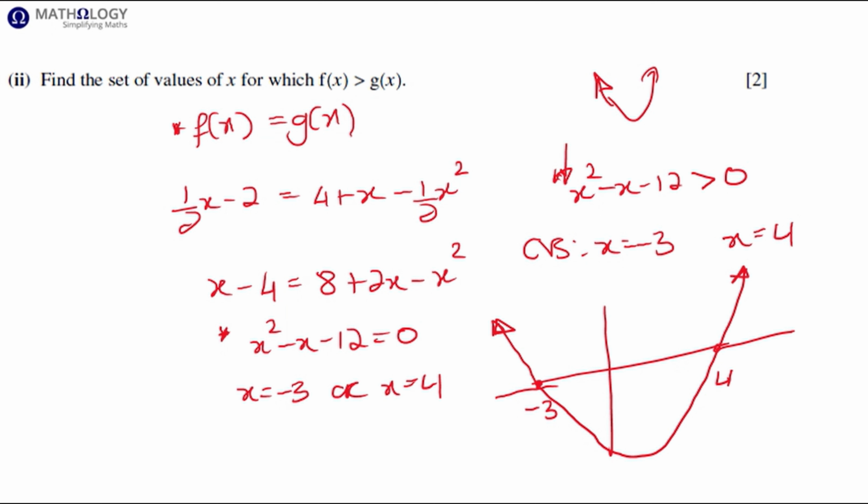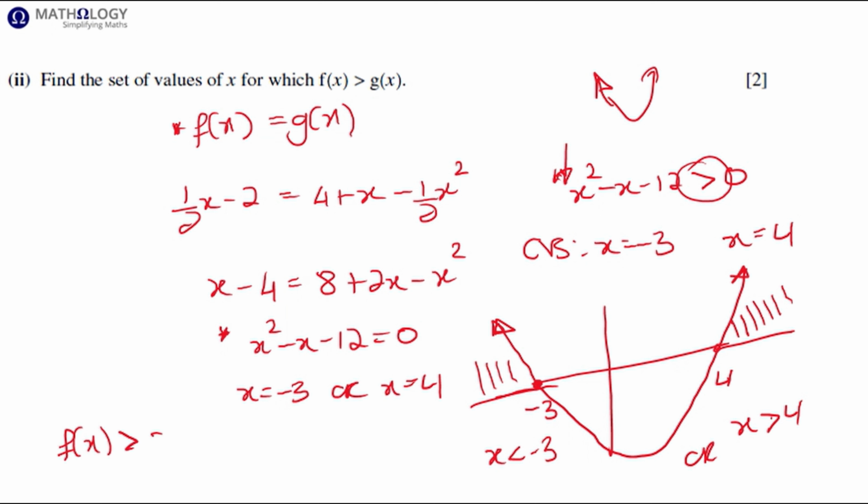Now, the inequality is greater than 0, so it's positive. So we're looking for positive y values. So the function points above the x-axis for x values less than minus 3, and above the x-axis for x values greater than 4. So the solution to f of x being greater than g of x is x is less than minus 3 or x is greater than 4.